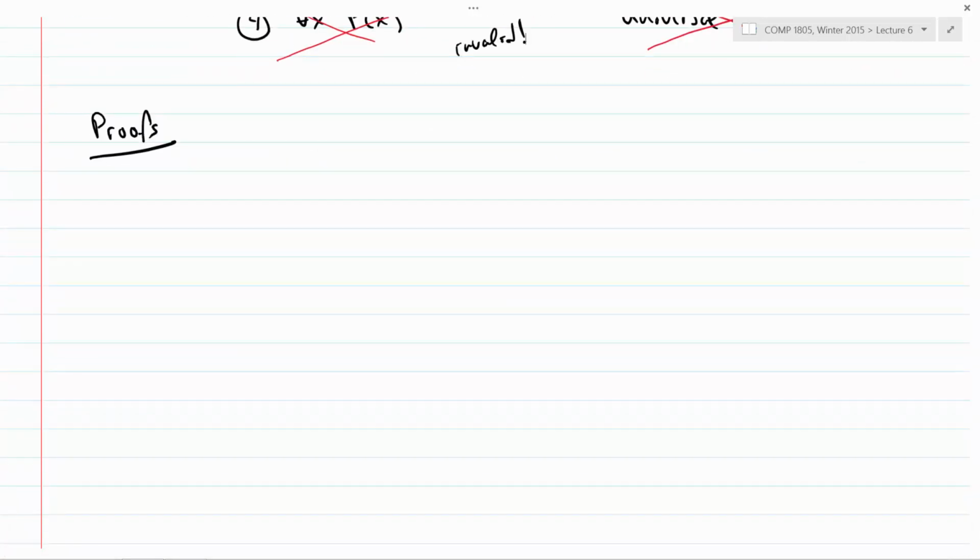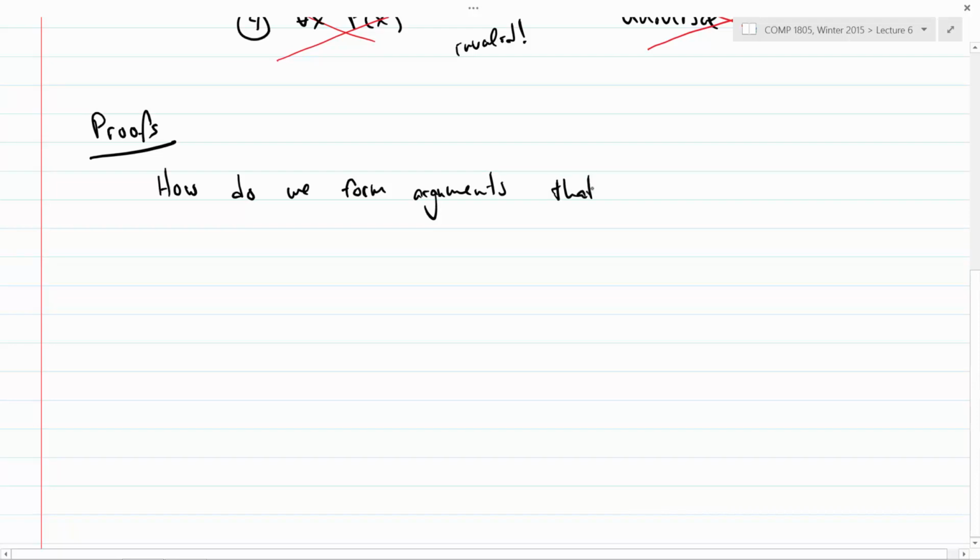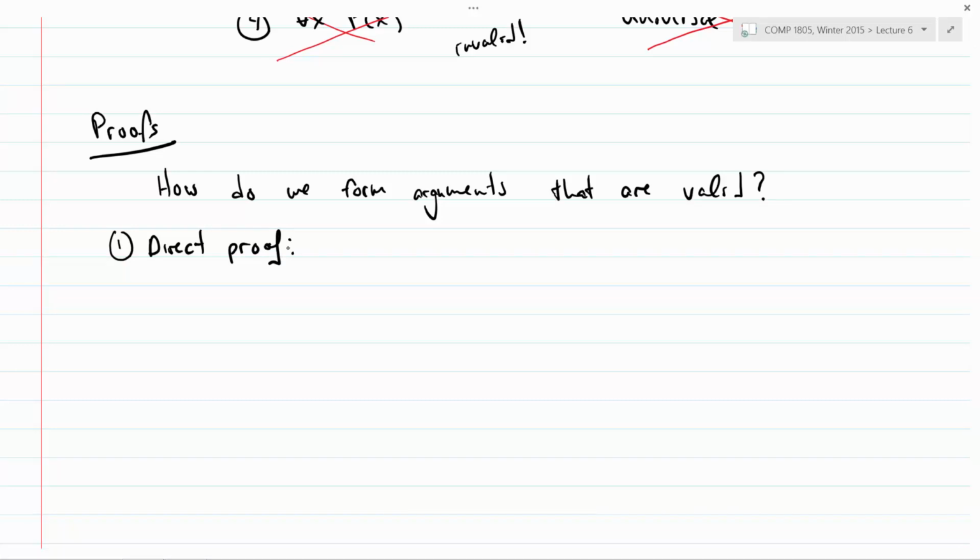All right, so moving on to proofs. How do we go about forming arguments that are valid? That's really the question we're asking ourselves when we do proofs. So there's a couple of different techniques, and I'll talk about the techniques today. The first technique is to do what's called a direct proof. So let's say you're trying to prove an implication. So the conclusion that you want to infer is an implication.